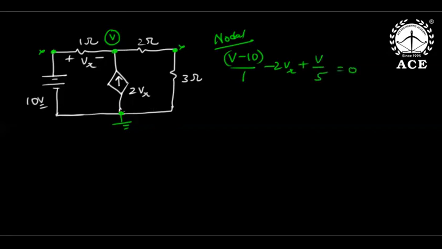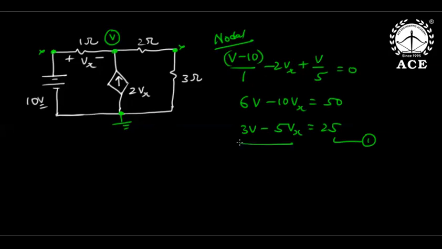V minus 10 by 1 minus 2Vx plus V by 5 equal to 0. If I take LCM 5, 6V minus 10Vx equal to 50. So 3V minus 5Vx equal to 25. That is the first equation. Now what is the link equation?